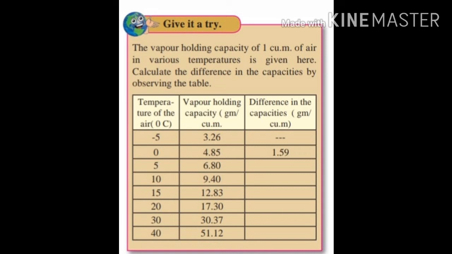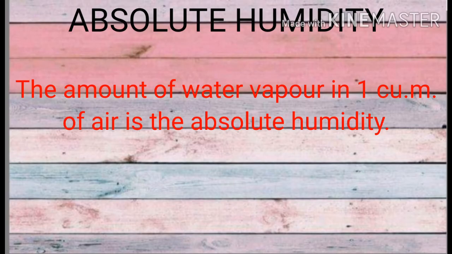This humidity in the air is expressed in different ways. There are different ways to express the humidity. And now we are going to understand about those different ways. Let's see about absolute humidity. What is absolute humidity? The amount of water vapor in 1 cubic meter of air is the absolute humidity. The first is absolute humidity. What is meant by absolute humidity? The amount of water vapor in 1 cubic meter of air is the absolute humidity.